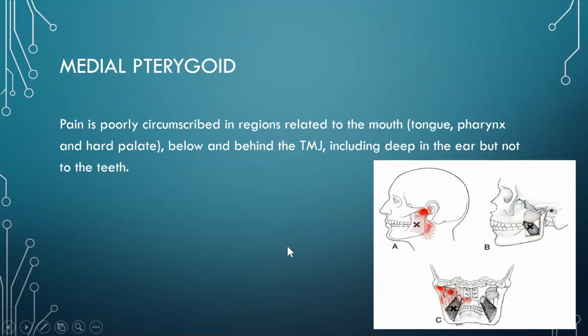Pain is poorly circumscribed in regions related to the mouth, so the patient may claim that there's pain and not really be sure exactly where it is, but may say, I find pain in my tongue. Pharynx is the upper part of the throat, and the hard palate, the roof of the mouth. Possibly also below and behind the TMJ, and could be including deep in the ear, but not to the teeth.